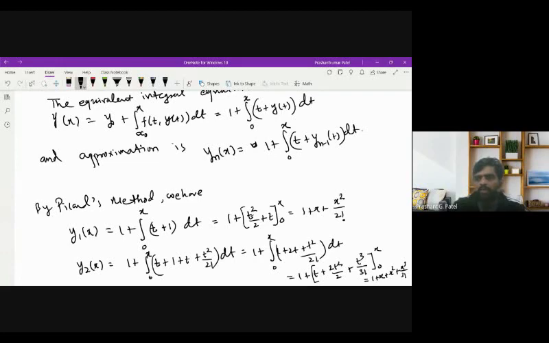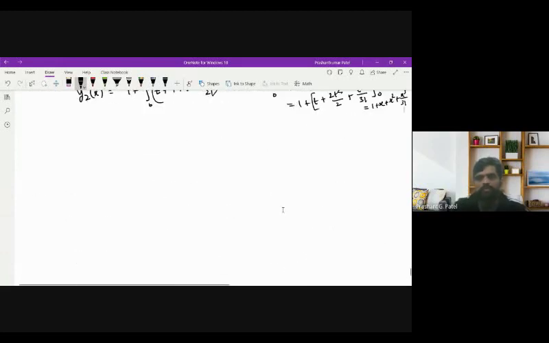And so on. If you can, calculate y3 by yourself. I am giving you time to calculate y3 and y4. So please find out what is y3 and y4. What is the value of y3?